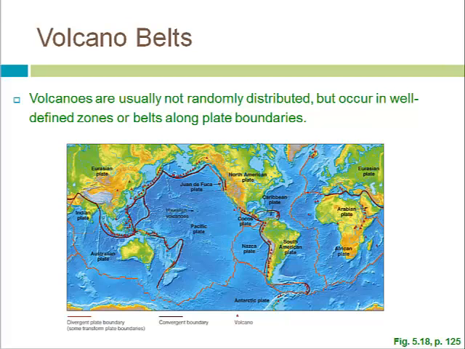Here we have an image of the plates, or actually the volcanic activity around the plates. This would be the Ring of Fire. We call it the Ring of Fire because we have these volcanoes that run along the rim of the Pacific. They go all the way down, and then this is a divergent plate boundary down here.